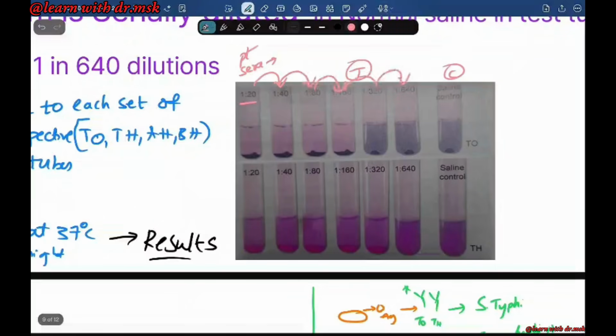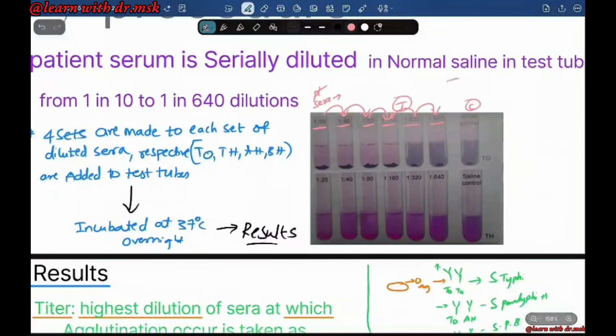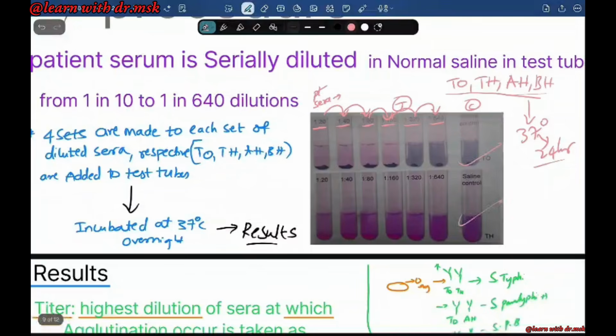If you dilute 1:20 and double it, 1:40 and double it, and 1:80 and again double it, 1:160, 1:320, 1:640. After serial dilution, you are going to add TO, TH, AH, and BH. After adding them, you can incubate at 37 degrees for 24 hours. As we said previously as well, we are going to add and incubate at 37 degrees for 24 hours, with liquid for the control and the test.